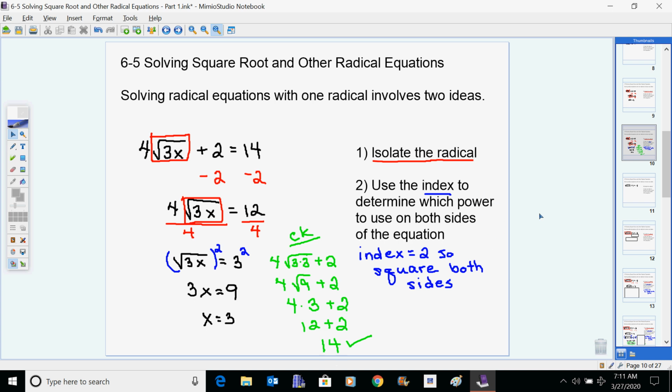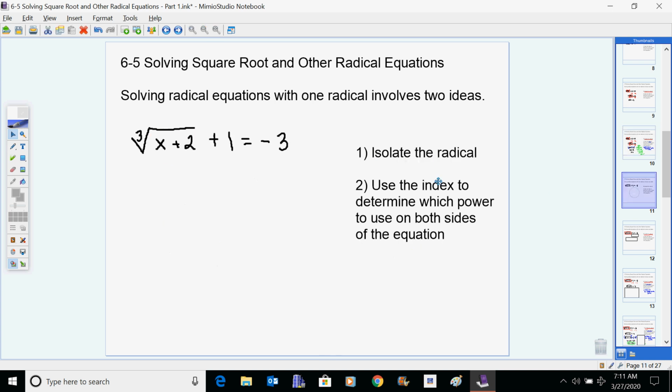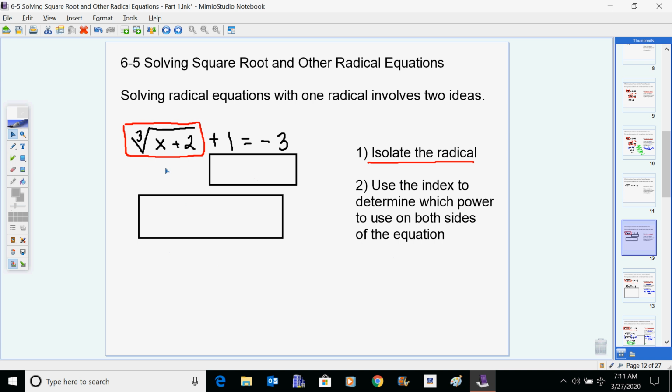That's good. All right, so that's what we've done so far with an index of 2, but of course there are other indices that you could possibly have, and you'll see the pattern here pretty quickly. Here we have a cube root. So we're going to once again isolate this radical. This whole thing you want to think of as being one variable. You want to do the same thing to get everything away from that. So we'll take away the 1.